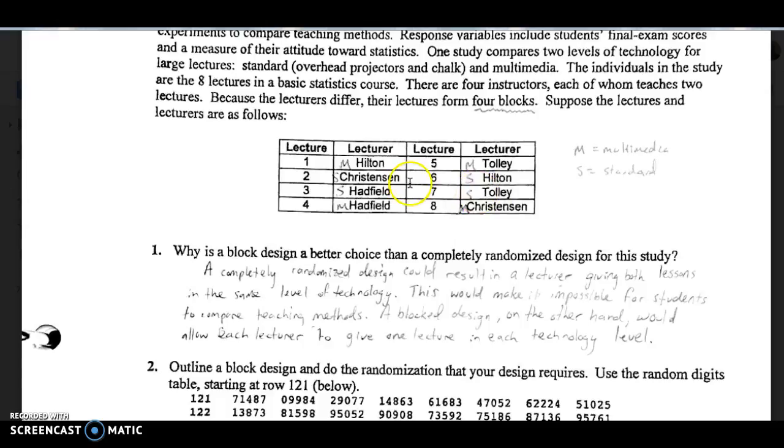And so that way we have randomly assigned which style each of the lectures is going to be, but we've also forced each teacher to teach one lesson of each different method of instruction. And that way the students, when they evaluate these teachers, will be able to evaluate each lecturer based on their style of instruction, whether they prefer or whether they feel like the teacher taught better in a multimedia format or a standard format.